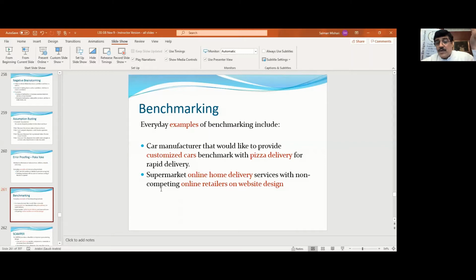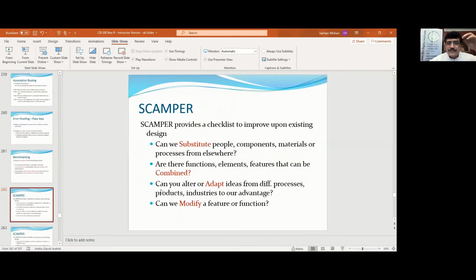Maybe a supermarket online home delivery service, maybe it can benchmark with a non-competing online retailer on website design. So just benchmark with how they handle their business, and you try to take some ideas from others. Of course, you can benchmark with your peers as well. That would be a good benchmark as well.